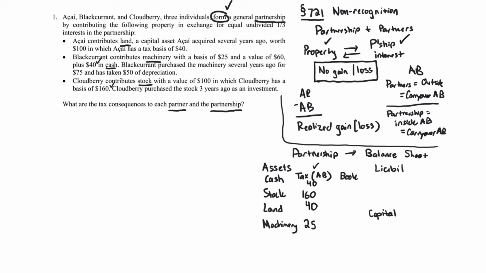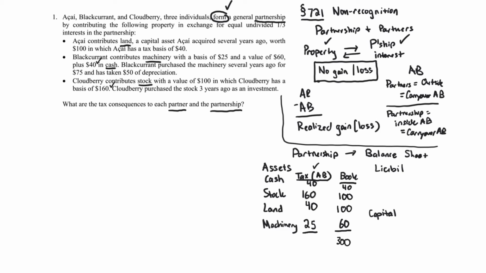The book value, of course, is going to be the fair market value at the date of contribution. So cash 40, stock 100, land 100, machinery is going to be 60. Now notice each owner is getting a 1/3 interest. Each of them is giving up $100 worth of stuff, right? A is giving up land worth $100, B is giving up machinery and cash together worth $100, and C is giving up stock worth $100. So we add all these up and we get $300.